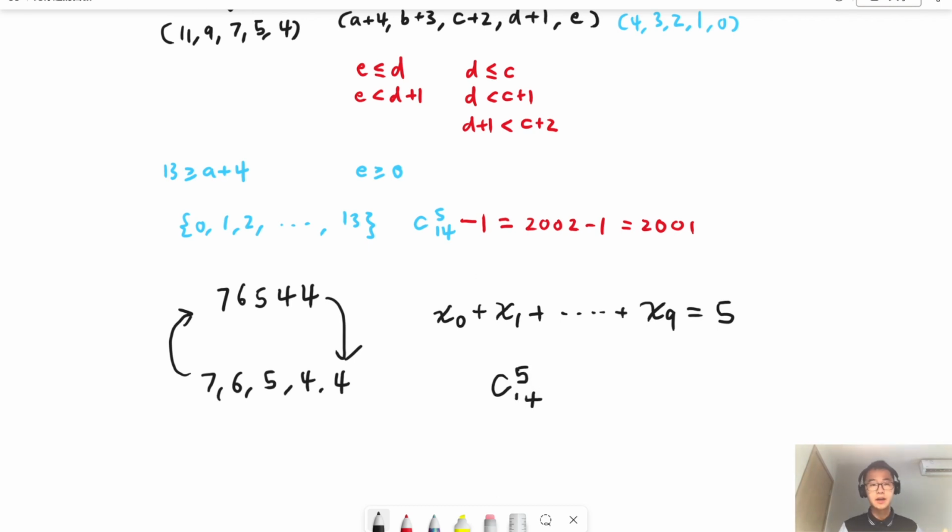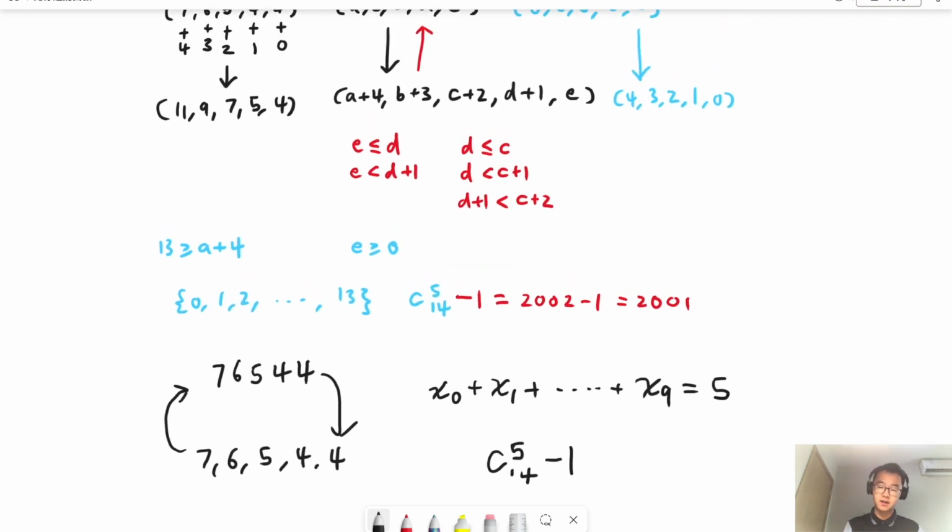And if you account for the condition that A is non-zero, or the leading digit is non-zero, then you're going to have to subtract 1. And then you'll get the same answer as up here, which is 2001. Okay, so that's another way that you could have done this problem.